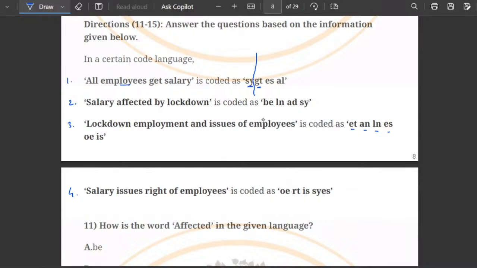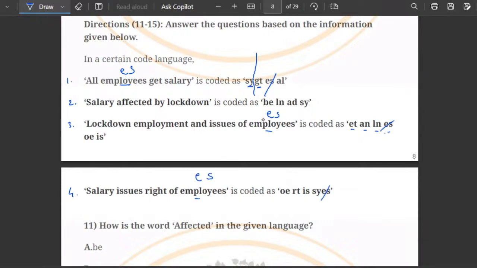Now, let us see. Start with employees. Because employees is there in the first, employees is there in the third, and employees is there in the fourth. First, third, and fourth. What is common? Do we have SY? SY is there, SY is there, SY is not here. So, employee is not SY. Now, GT. GT is common here, GT is not common here. So, GT is not employees. Now, ES. ES is common here, ES is common here, ES is common here. So, employees will be ES. ES we can strike out.